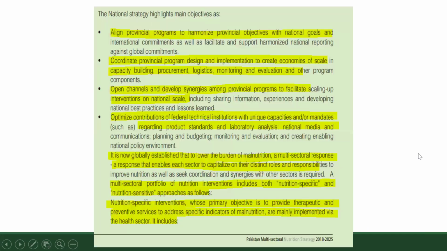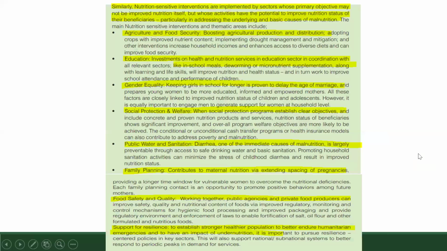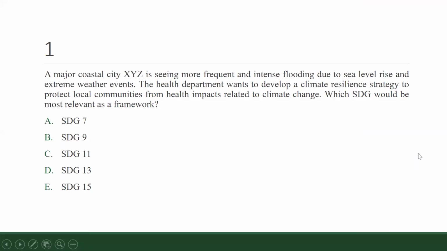In the interest of time, I'm starting with the MCQs. MCQ number 1: a major coastal city XYZ is seeing more frequent and intense flooding due to sea level rise and extreme weather events. The health department wants to develop a climate resilience strategy to protect local communities from health impacts related to climate change. Which SDG would be most relevant as a framework? A. SDG 7, B. SDG 9, C. SDG 11, D. SDG 13, and E. SDG 15.